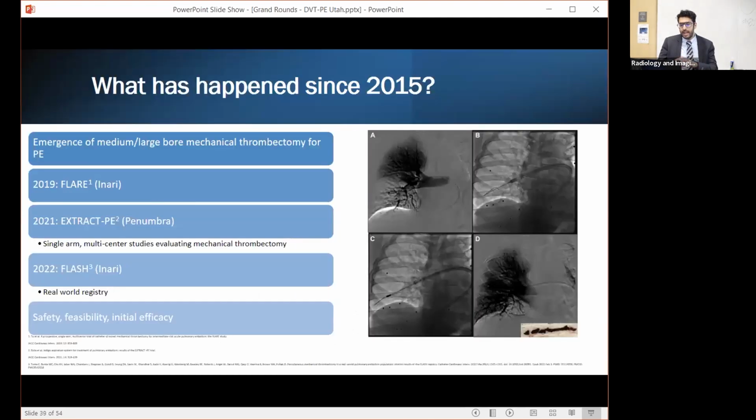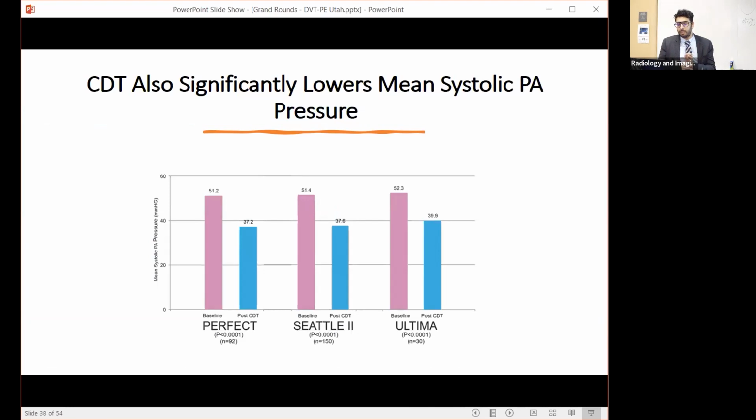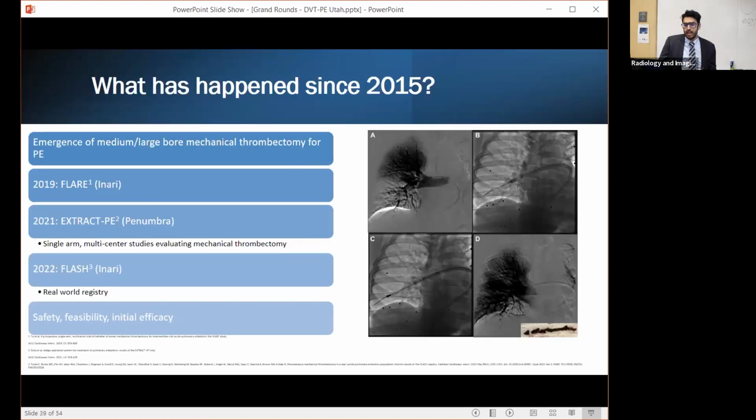So those two slides basically are the primary reason why we intervene currently for PE patients, and particularly in the intermediate risk population. So what's happened since 2015? Very similar to DVT, right? We've seen an emergence of medium and large bore mechanical thrombectomy. And what we've seen is a lot of industry-sponsored studies.